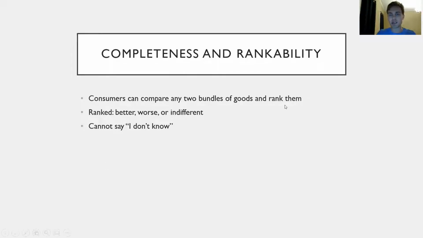Okay, so completeness and rankability. This assumption is saying that consumers can compare any 2 bundles of goods and rank them. And so they can rank them as better or worse, or they can say they're completely indifferent between the goods, meaning that they're just as happy with either bundle of goods. All this assumption is ruling out is that consumers can't say, I don't know. So they have to be able to make a determination about the rank of 2 bundles that they're comparing, right? So you can't say, I don't know. You have to decide which one you like better, or say that you're indifferent between a bundle of goods.